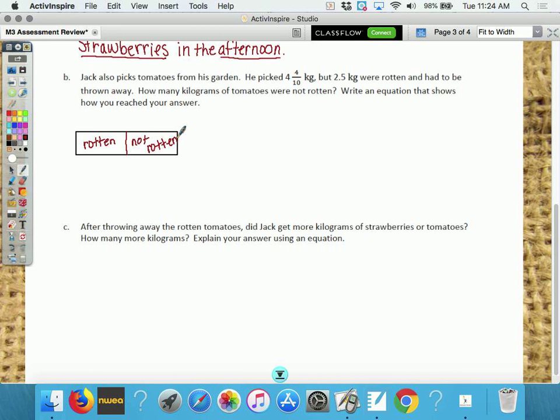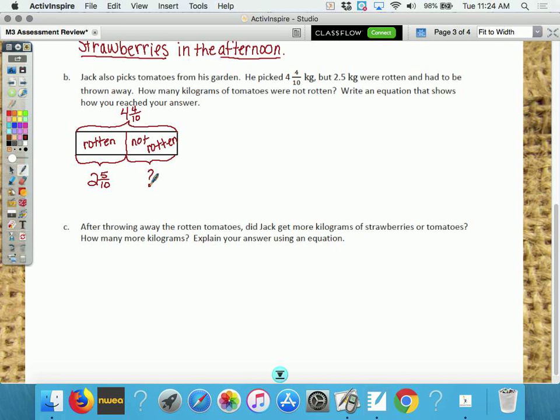Okay. And do I have a total amount of tomatoes he picked? Yes. What is it? 4 4/10. And then how many were rotten? 2.5. How do I say that though? What's another way to say it? 2 and 5/10. Wouldn't you rather write 2 and 5/10 down so we don't have to find a common denominator? Yeah. It's your choice.